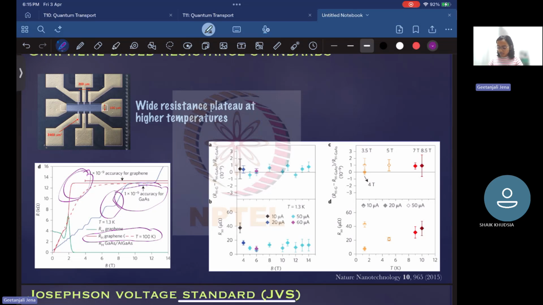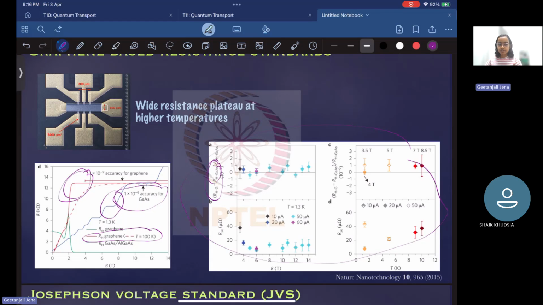So you can see the accuracy will be in the order of nano. Okay, so from this plot, they have compared the resistance that has been measured using graphene as a standard, or the value of resistance that has been measured using gallium arsenide as a standard that they have used before. And the plot is showing the error between these two measurements. So if you use graphene and if you use gallium arsenide, then what will be the error?